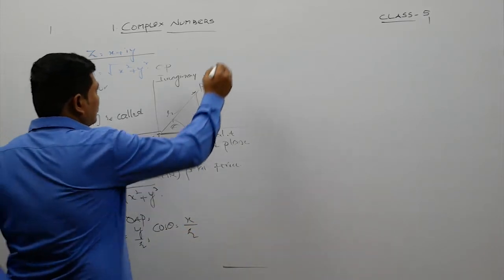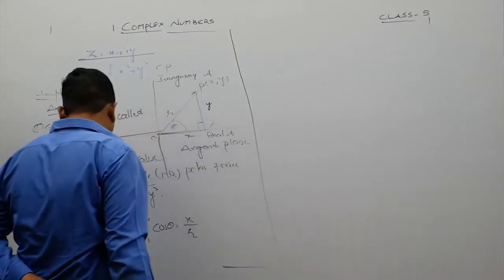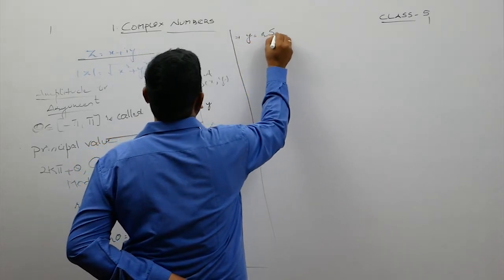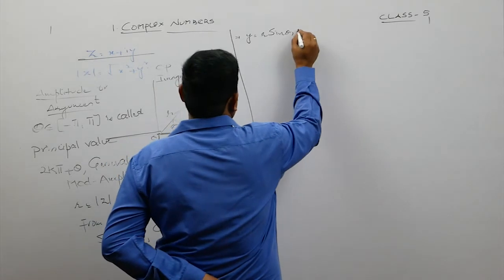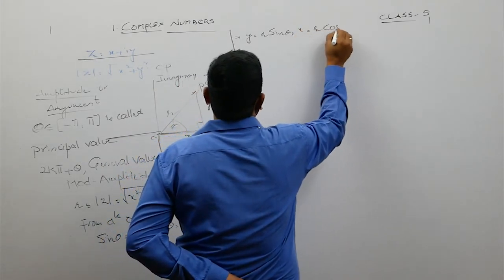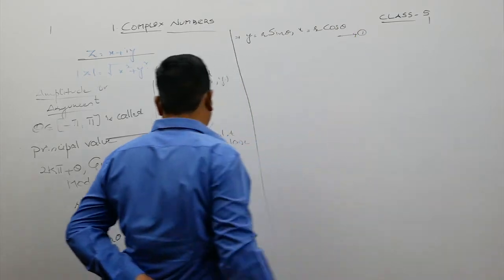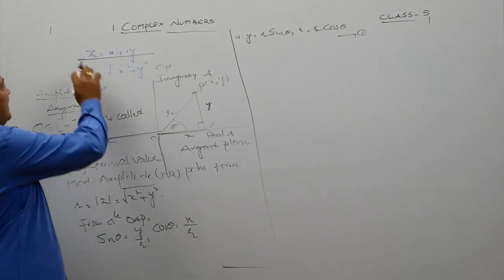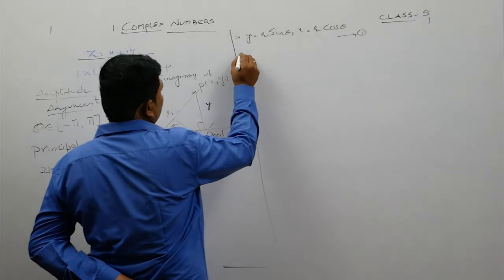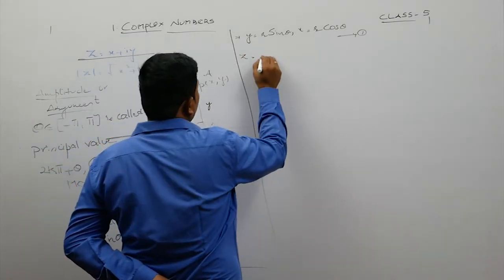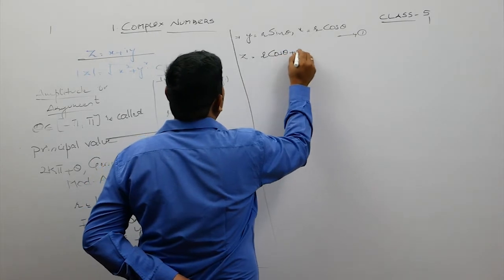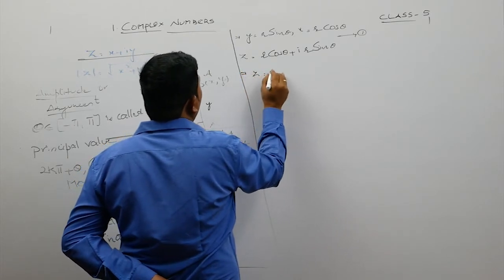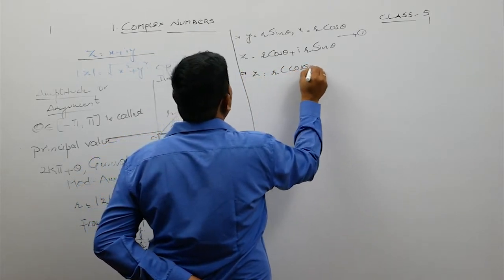Now substituting from these, eliminating the values, so y is equal to r into sin theta, as well as x is equal to r into cos theta. So you call this one as equation 1. Now substituting these values in z is equal to x plus iy, we can notice that z is equal to, in the place of x, r cos theta plus i into r sin theta. So this implies z is equal to r into cos theta plus i sin theta.